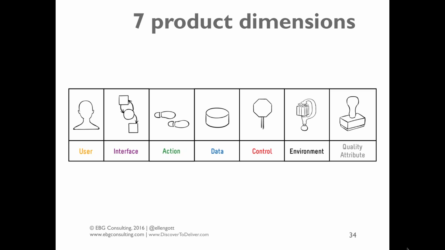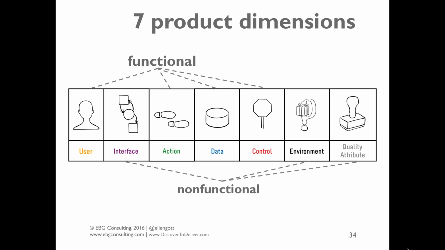Then we have the quality attributes, which are properties that qualify the product's development and operation, things like security, usability, performance. You mentioned before, Ardita, the NFRs, non-functional requirements. People say, okay, here are the 7 product dimensions, Ellen, where's the F word here? Well, here's the F word for you. Functional dimensions are the user, action, data, and control dimensions. The non-functional are interface, environment, and quality attributes. And you'll notice that we use symbols and colors semantically, and we've been doing this globally for some years.